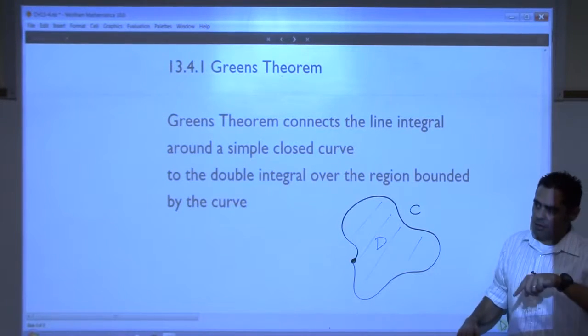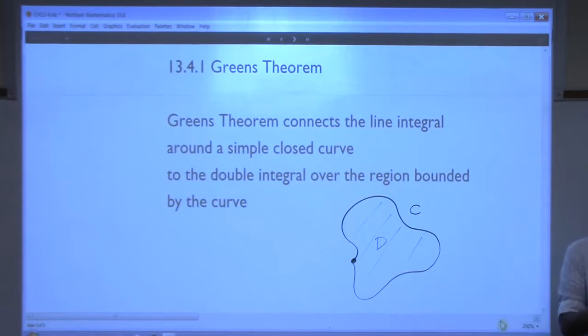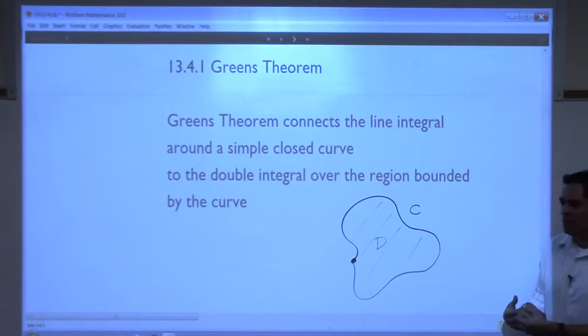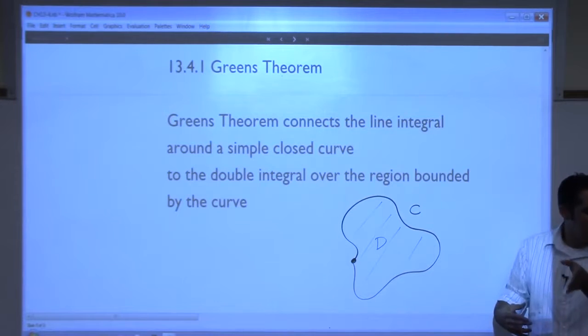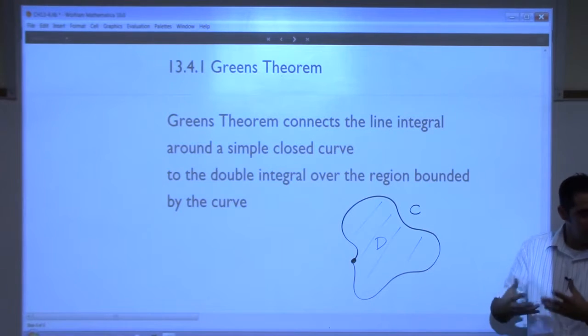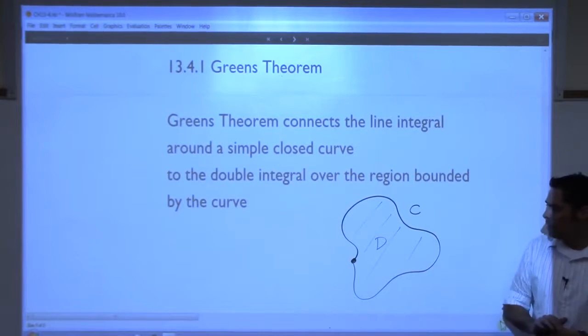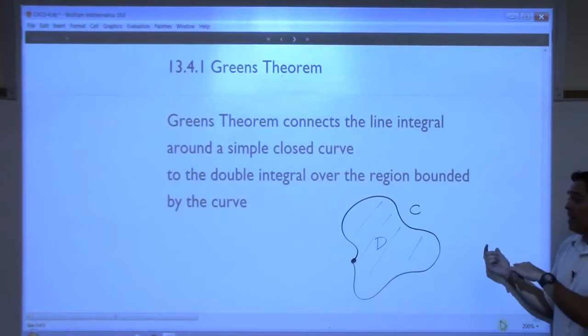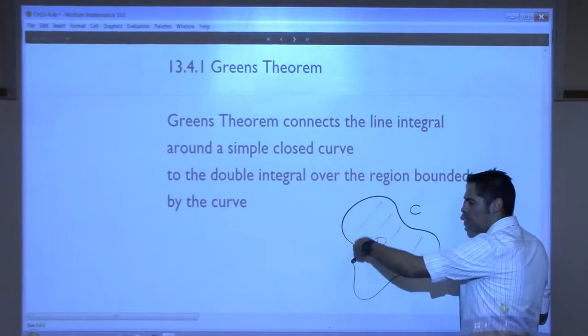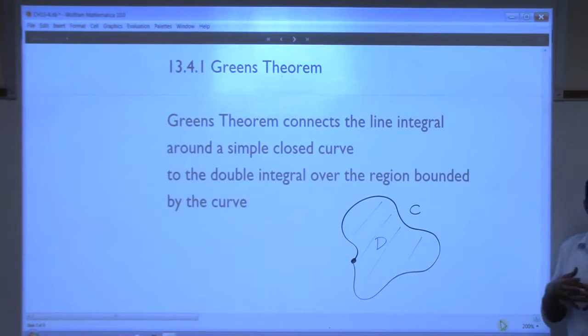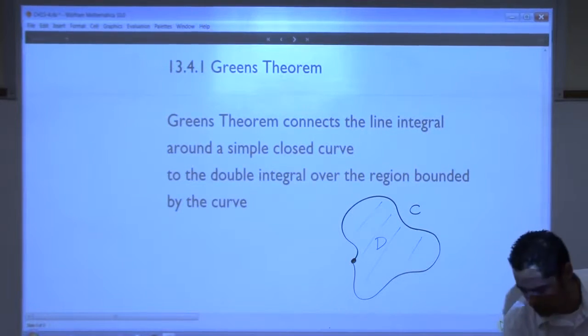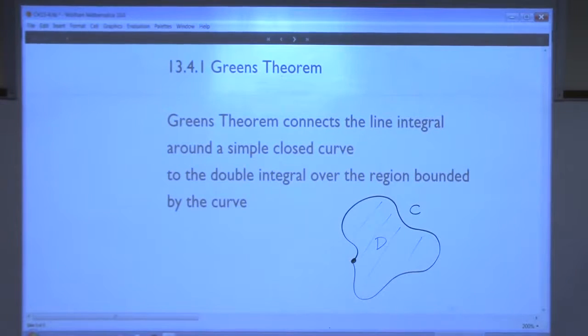So remember, for double integrals, you always had to have a region of integration. We started with Cartesian, then we did type 1, type 2, then we went to polar, right? That was the double integral layout of things. Then we went to line integrals, and we said we're going to move along a path and try to integrate along this path. This theorem ties the 2 together. They're actually related to each other, which is amazing.